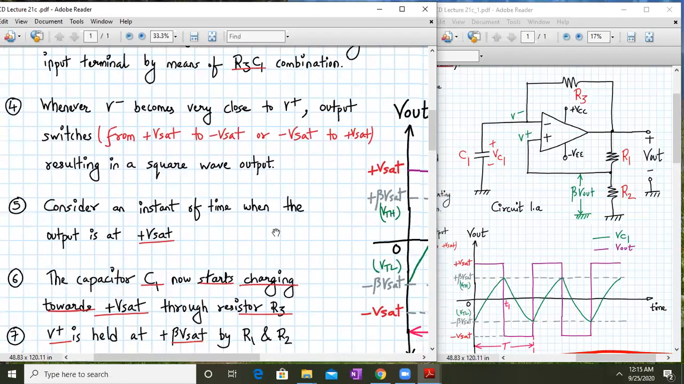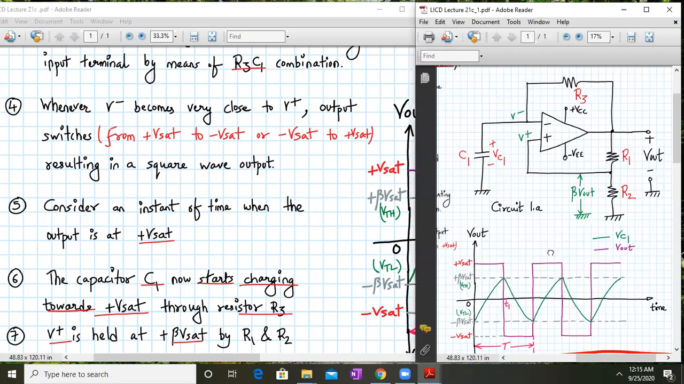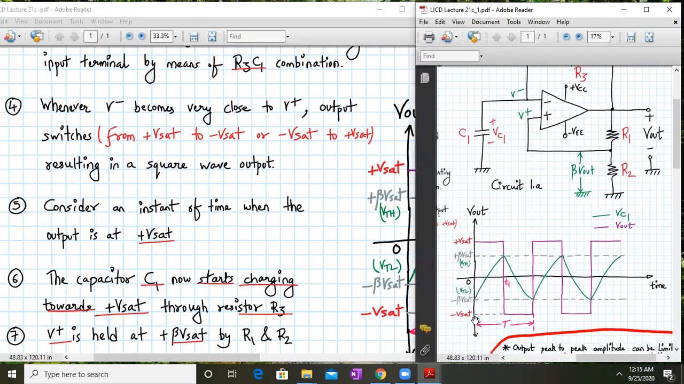Now one thing you remember, that whenever V minus becomes very, very close to V plus, the output of the astable multivibrator switches. It switches between plus VSAT and minus VSAT, or minus VSAT and plus VSAT, resulting in a square wave output, which we'll be seeing shortly.